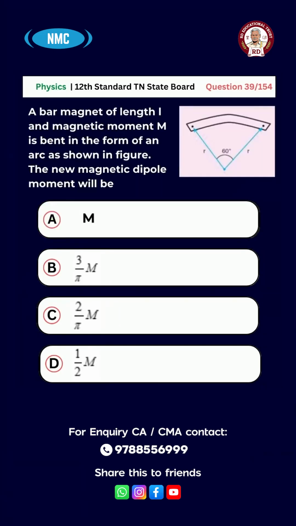Question number 39. A bar magnet of length L and magnetic moment M is bent in the form of an arc as shown in the figure. The new magnetic dipole moment will be: option A, M; B, 3 by pi M; C, 2 by pi M; D, 1 by 2 M. And the right answer for this question is option B, 3 by pi M.